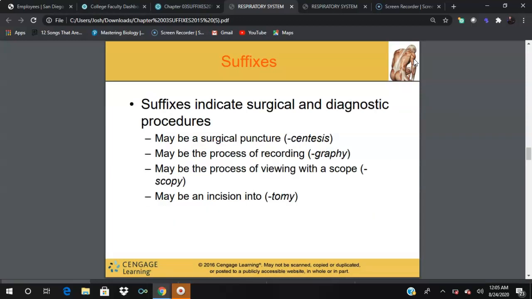Okay, and this kind of is a follow-up to that last question too. All of these are listed on page 45. Suffixes can also indicate surgical and diagnostic procedures. Centesis is a surgical puncture, like an amniocentesis is a puncture within the amniotic fluid to measure that. Graphy is the process of recording, like electrocardiography. Scopy, if you put the Y on the end of scope, it actually is the process of viewing with the scope, whereas the scope itself is just the instrument used to view. And then -tomy is an incision into, like a craniotomy is an incision into the cranium. Okay.